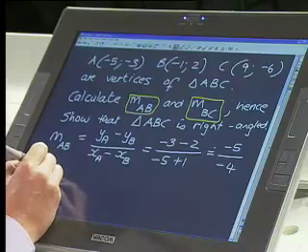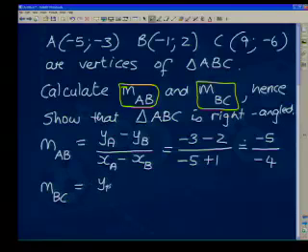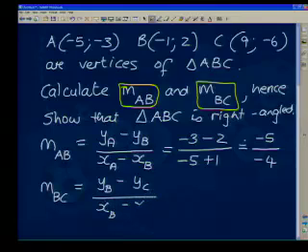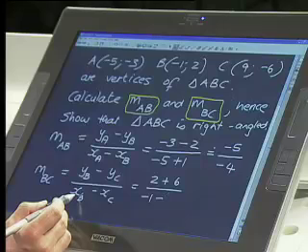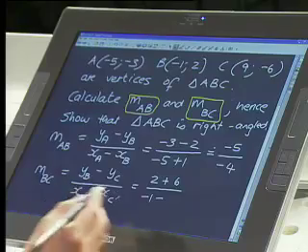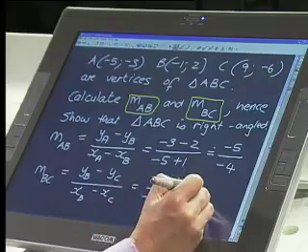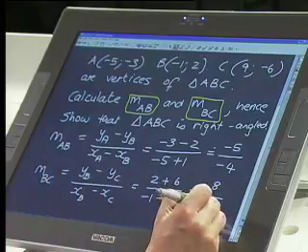Next, the gradient of BC. We take the same formula, same process: the y at the one point minus the y at the other, over the x at the one point minus the x at the other. So the y at B is 2 minus the y at C, which is -6. So 2 minus -6 is 2 plus 6, positive 8. In the denominator you must have the x at B minus the x at C: -1 minus 9. Now you get 8 on top and -10 in the bottom.